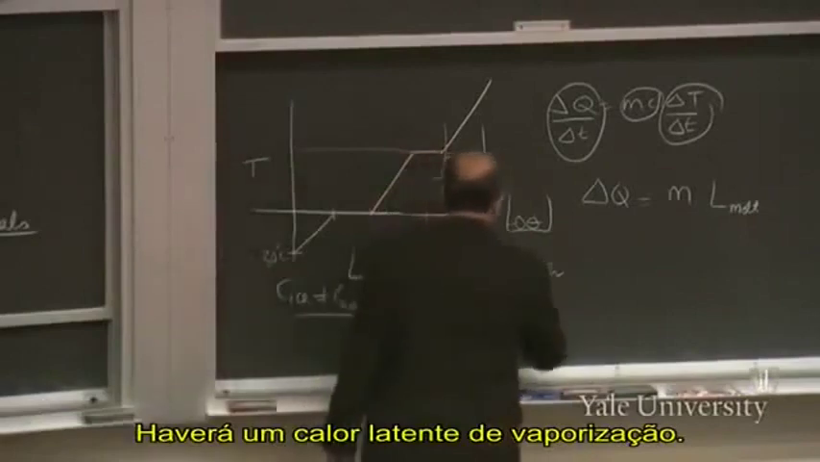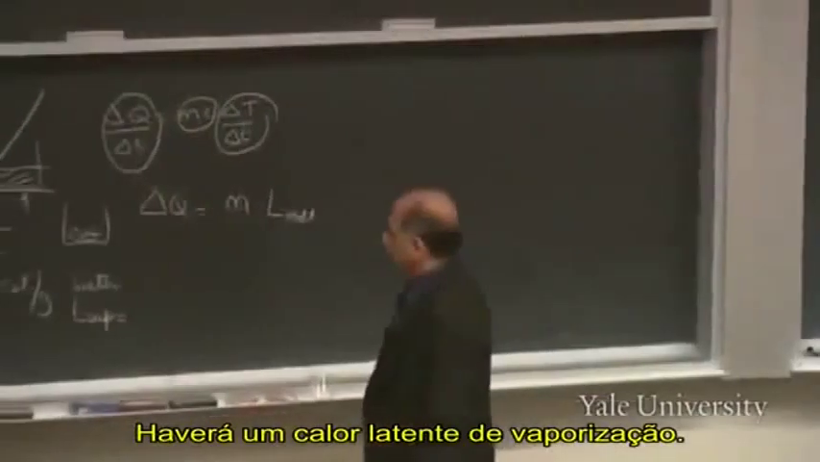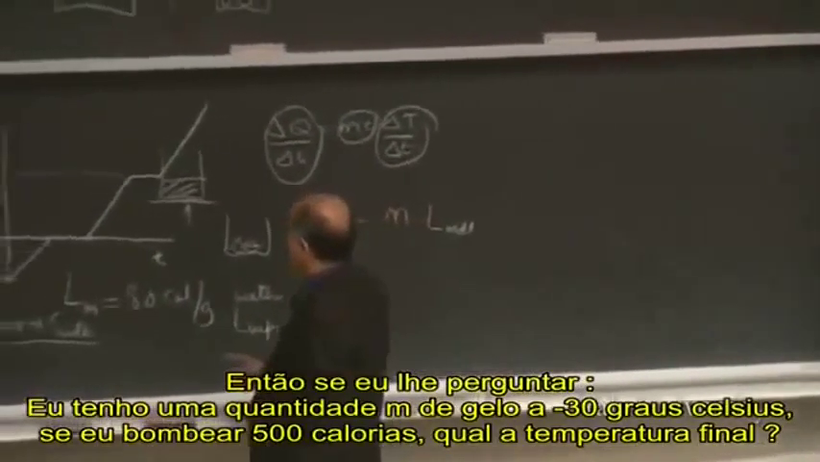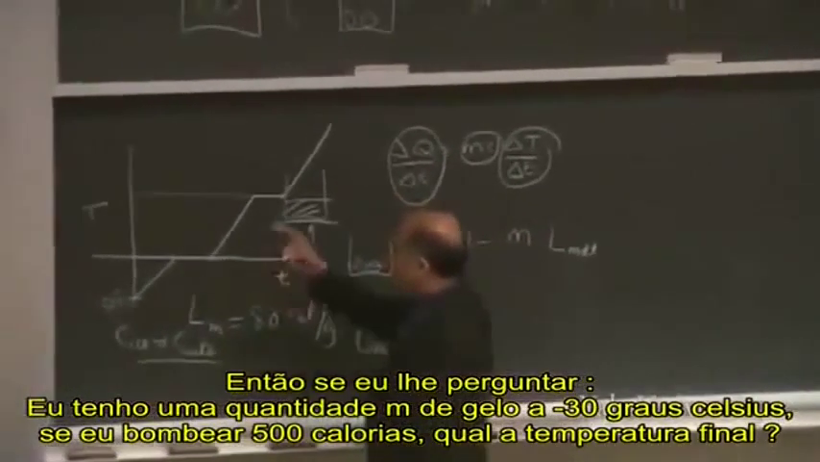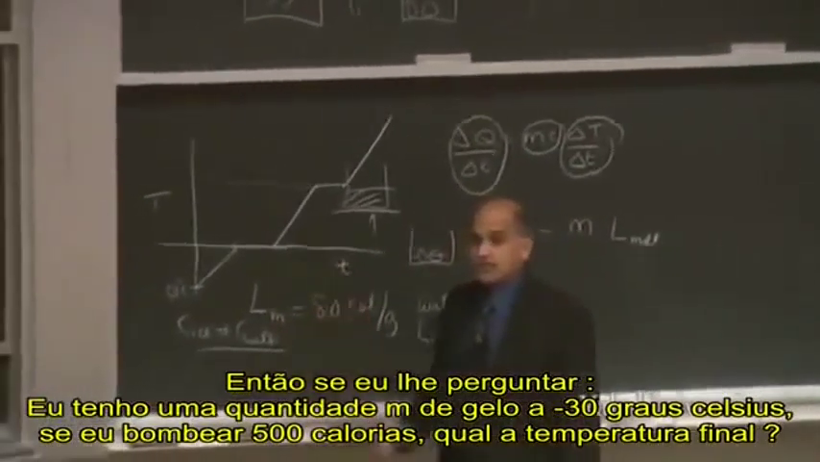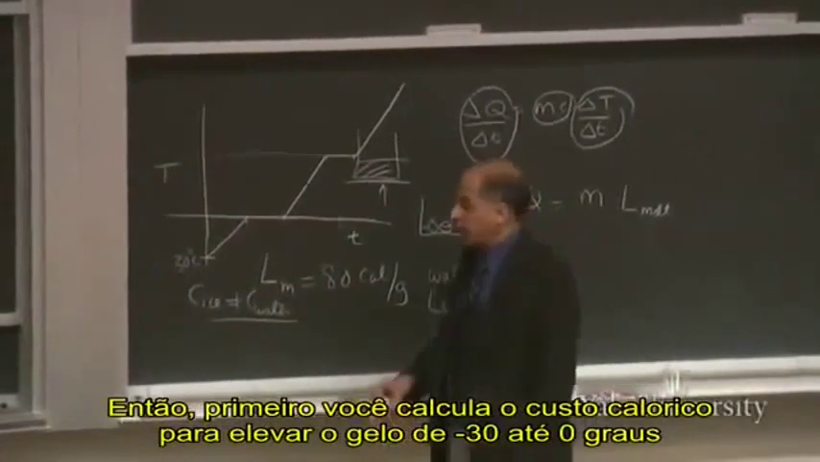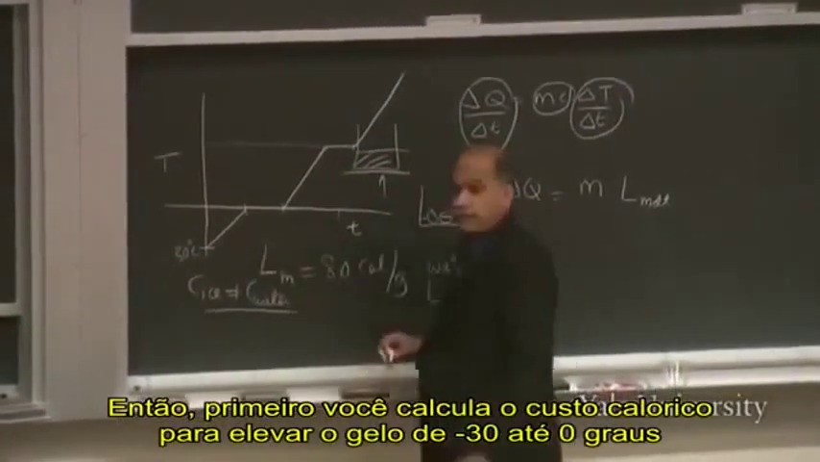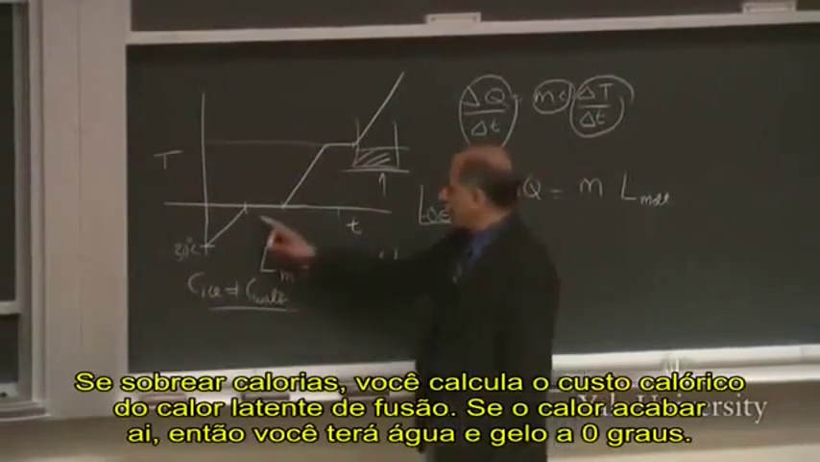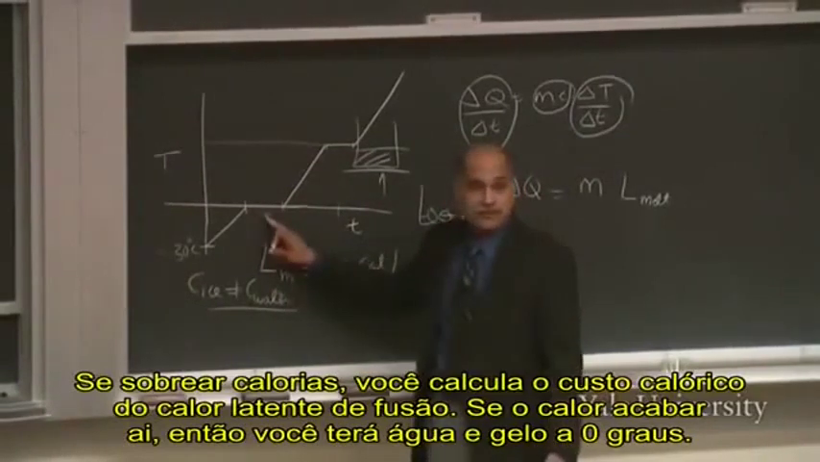So there's a latent heat of vaporization. If I tell you I took some ice at minus 30 and I dumped in 5,000 calories, where will it end up? You've got to first spend a few calories going from here to here. If you've got some more money left, you can start melting this. Maybe you'll run out of stuff there, then that's what you will have: some amount of water and some amount of ice.